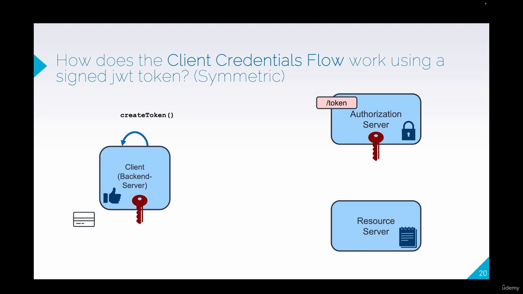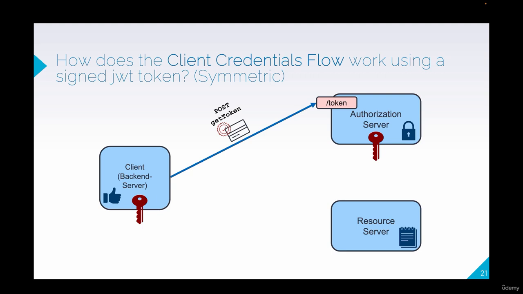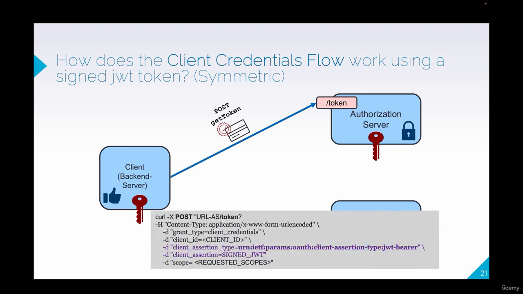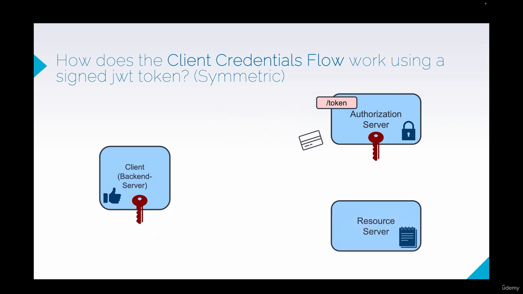The client creates a JWT token and signs it using the shared secret. The client sends a POST request to the token endpoint, including the signed JWT bearer assertion as the client's authentication. The curl command is similar to the one used in the standard client credentials flow, but instead of the client secret, the signed JWT is included in the client assertion parameter. An additional parameter, client assertion type, is included to indicate the use of the JWT bearer assertion method.